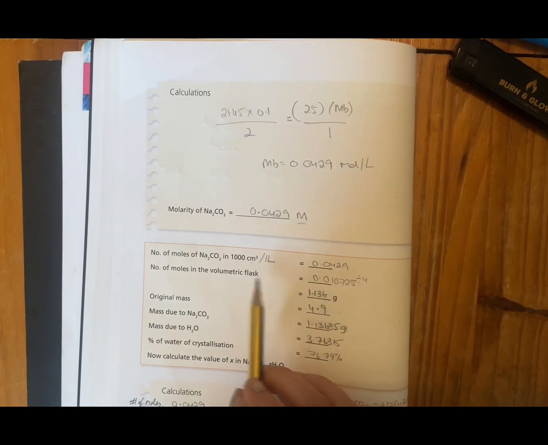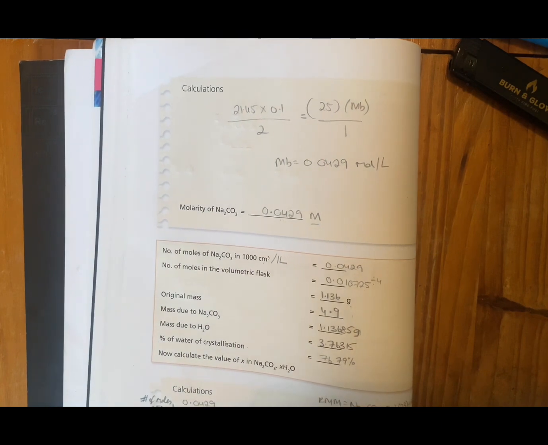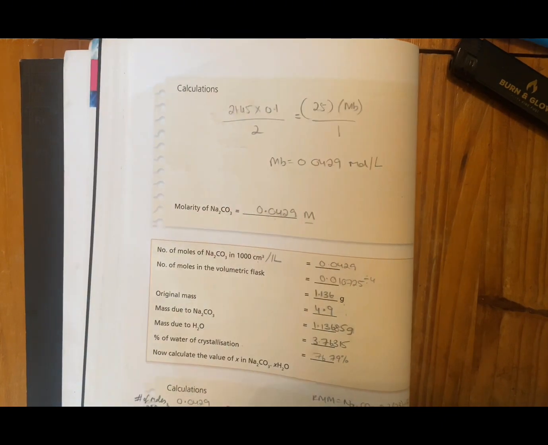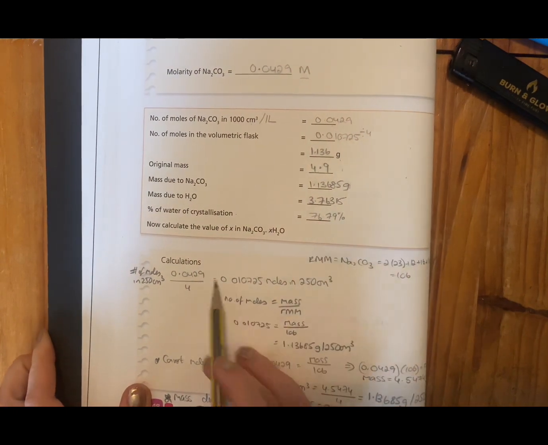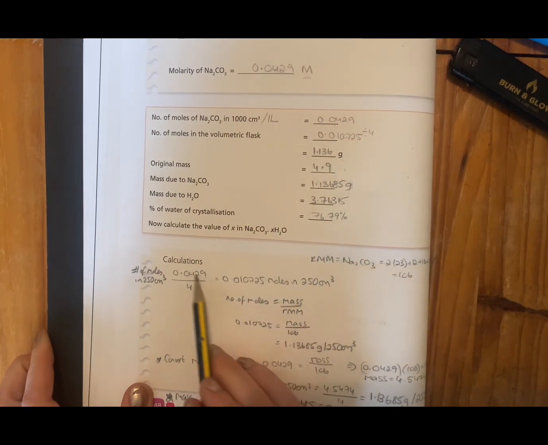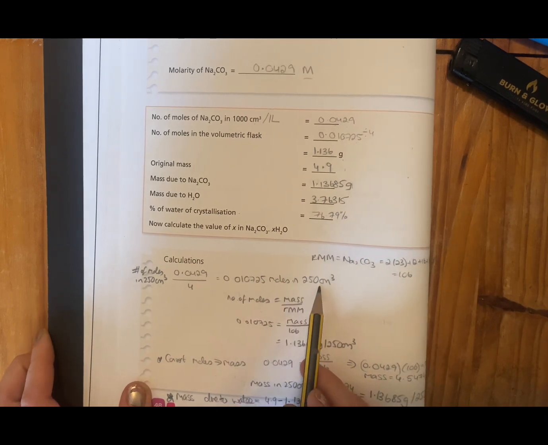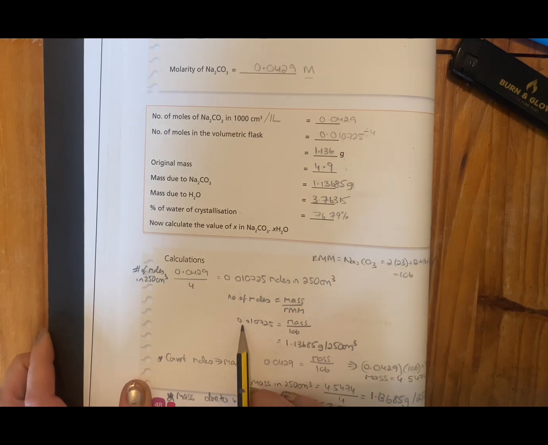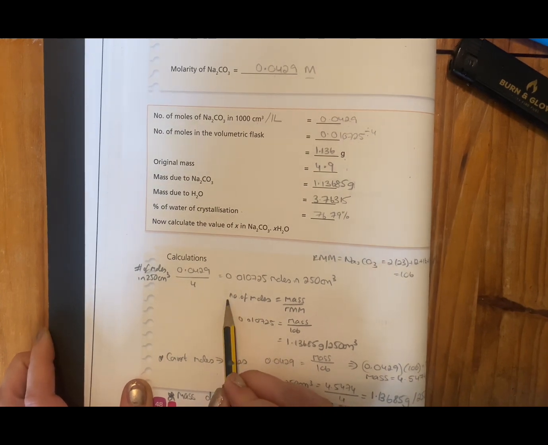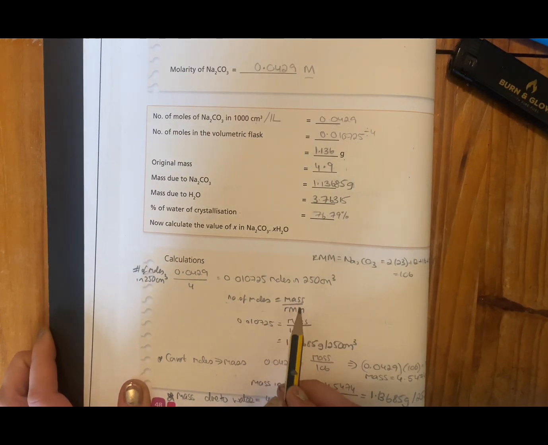Now to switch that to grams per litre, we're going to come down here and switch this to grams per litre. So here are my calculations for switching to the number of moles in 50 centimetres cubed. To get this value into grams per litre, we're going to use this equation: number of moles equals mass over relative molecular mass.